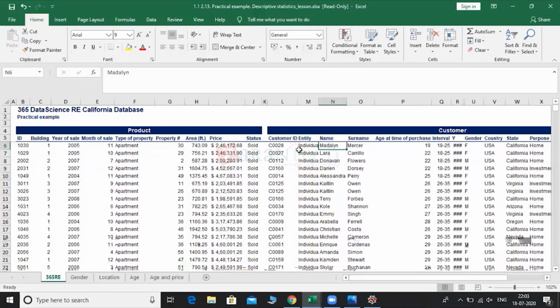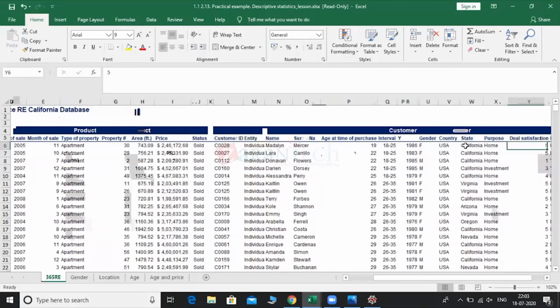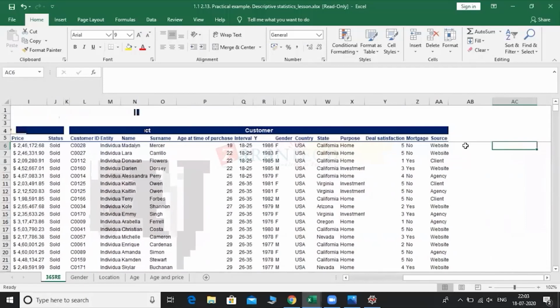So it has the name of the person, the customer ID, whether the person is an individual or a company or a firm or whatever. What is the age of the person, and like that, some information is there. Age of the person, when it was bought, and things like these. Okay. So this is available in this data set.